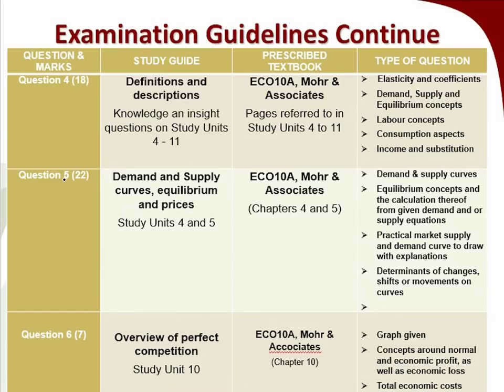For question 4, typical in all papers, you'll get definitions. So it's knowledge and insight questions on the study units. Anything between study units 4 and 11 will be applicable. And once again, look carefully. The reason I put that type of question on the right column is typical with the areas and sections out of the book that it comes from. So it will be elasticity and coefficients again, demand, supply and equilibrium concepts, labor concepts, consumption concepts, and income and distribution. That question number 4 counts 18 marks.